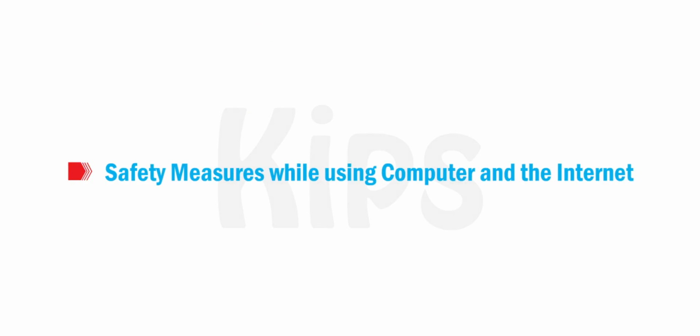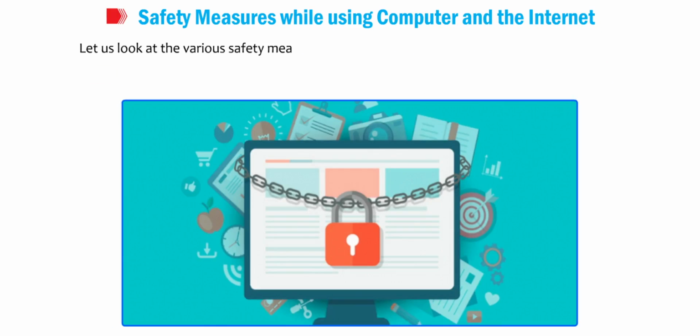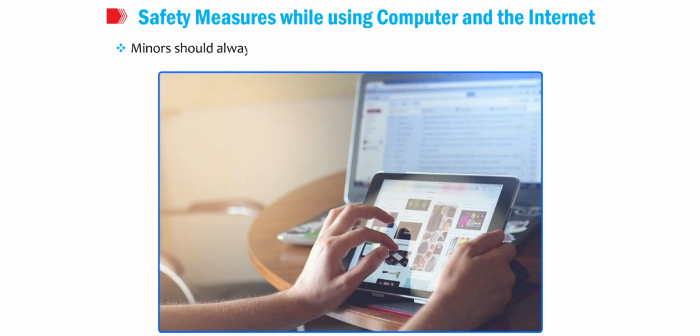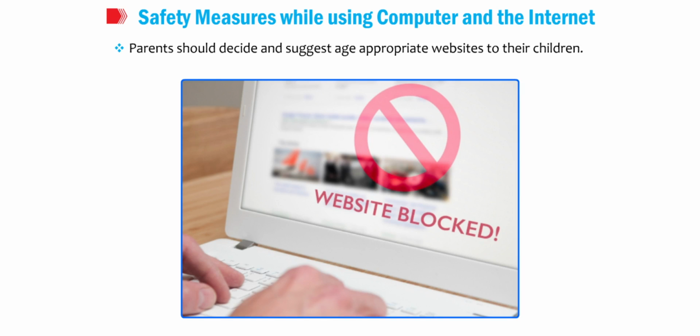Students, let us find out how to use safety measures while using computer and the internet. Let us look at the various safety measures that should be undertaken while using a computer or the internet. Minors should always surf the internet under the supervision of their parents. Parents should decide and suggest age-appropriate websites to their children.